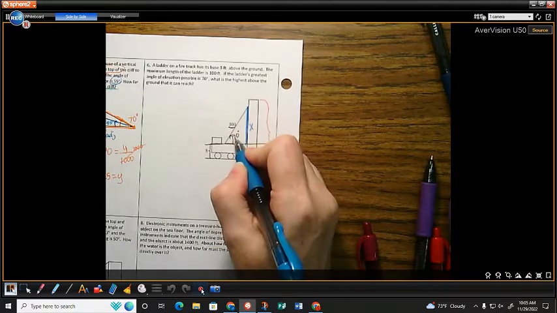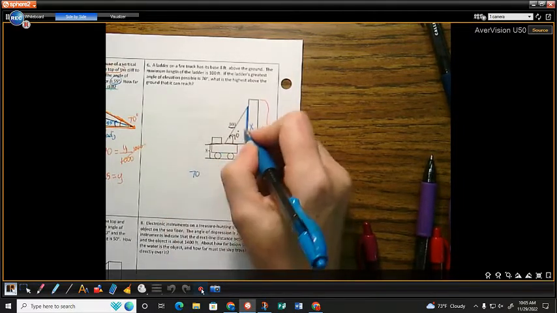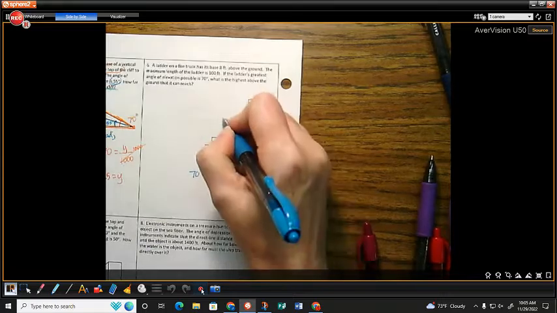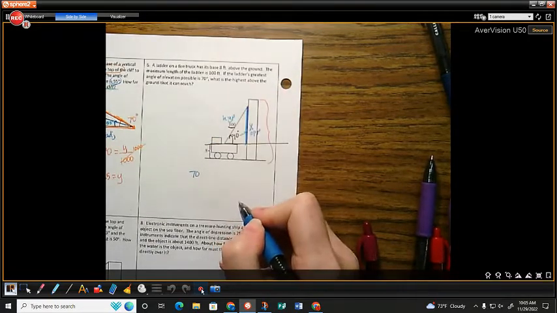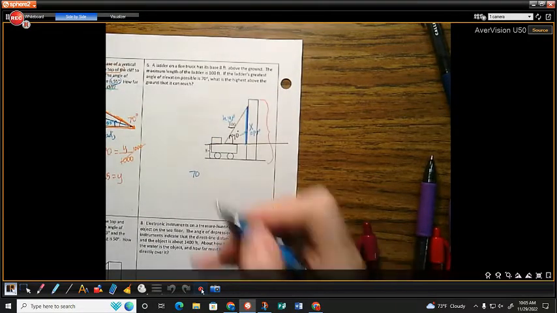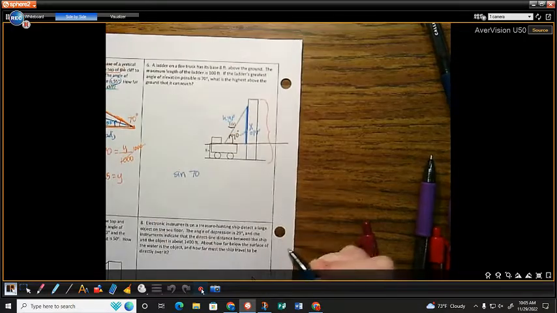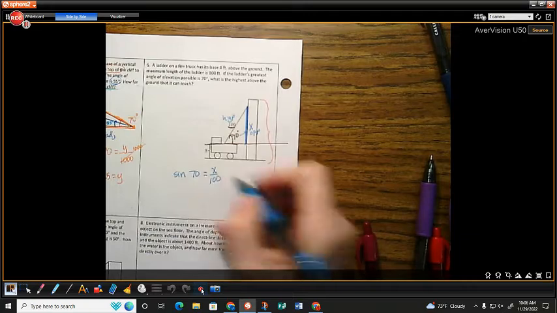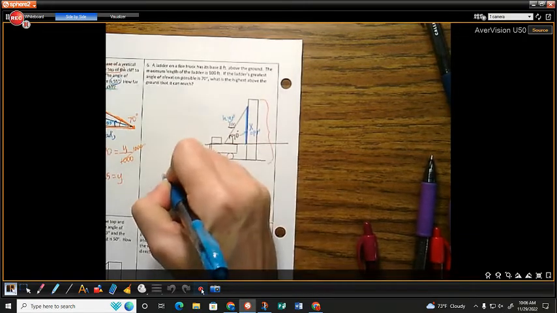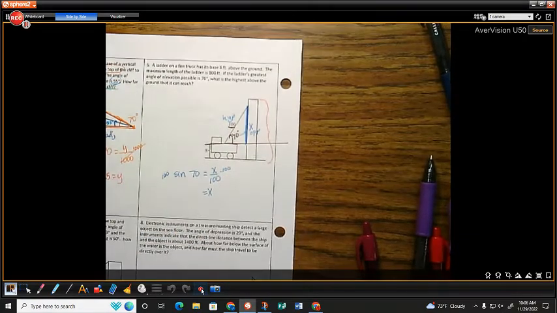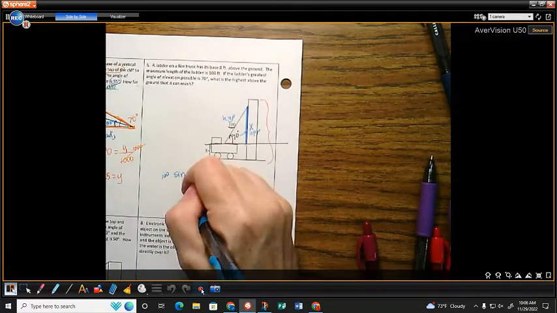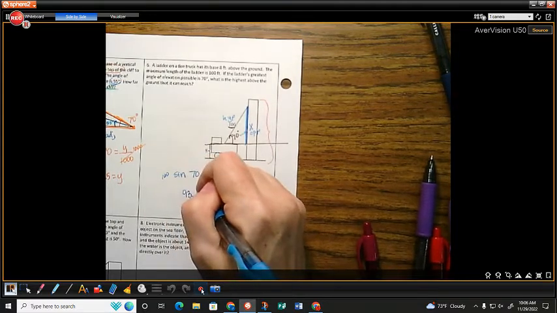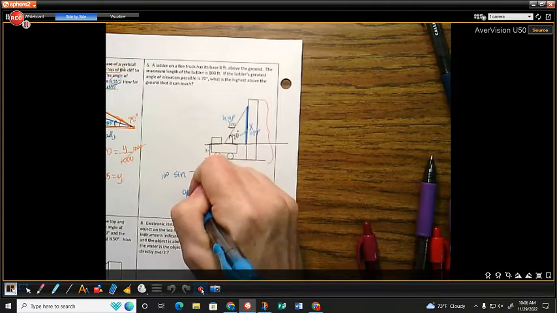And you'd go, okay, my angle I've got is 70. I have an opposite and the hypotenuse. Opposite and hypotenuse, that's what? Sine. So the sine of 70 is going to equal x over 100. And when you multiply by 100 on both sides, how big is x? 100 sine 70. 94.0.